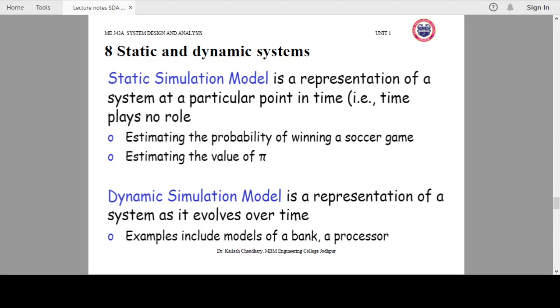Then comes the static and dynamic systems. A static system is a representation of a system at a particular point.